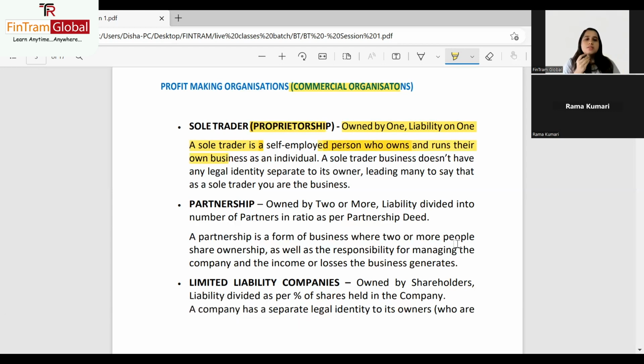A sole trader business does not have any legal identity which is separate from its owner, which means that the business and the owner are considered as one. So which basically means, if tomorrow I have taken some loan for this business, and my business has failed, nobody is buying the cakes, and I'm not able to repay the loan, the bank can come to me and say, okay, you sell your personal properties, you sell your house, car, whatever, we don't care, you pay us back. Because here, the sole trader and the business are not seen as different entities. It is considered to be one.